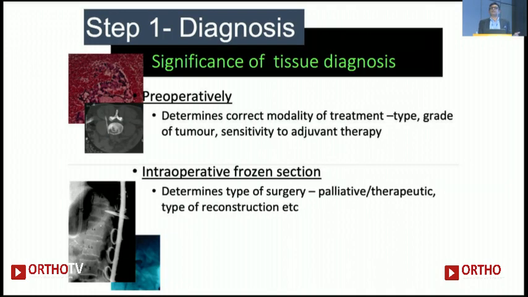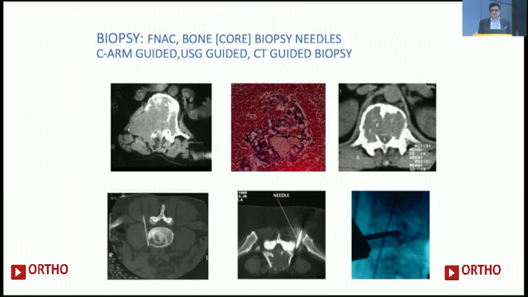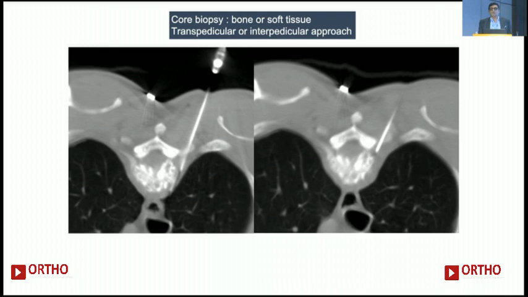So the first step in the treatment is establishing a diagnosis. There are so many different ways of establishing a diagnosis, but it is mandatory. Without a diagnosis, please don't treat any patients of spine tumors. You have so many different ways of doing it. You can do a FNAC, you can do a CT guided biopsy, you can do a C-arm guided biopsy. Endoscopic approaches are available, but at the end of the day, you need to have a tissue, and once you have the tissue, you need to establish what you're dealing with.